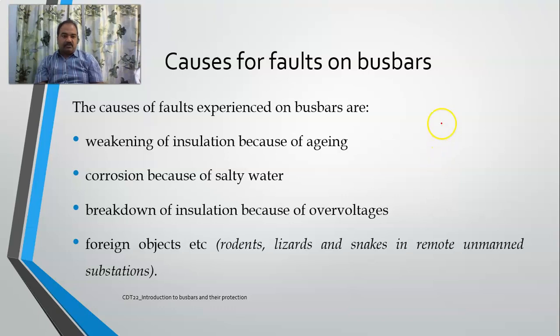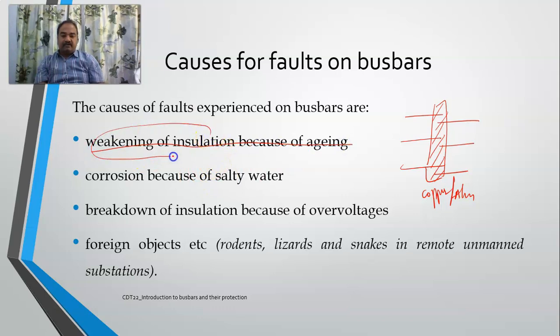First, as already told, a busbar is basically a copper or aluminum bar where many connections will be there. Over a period of 50 or 60 years, the insulation will be weakened. Second, the surface may be corroded because of exposure to salty water or other atmospheric conditions. So these two are important: weakening of insulation because of aging or because of overvoltage, and corrosion of the surface because of atmospheric conditions.